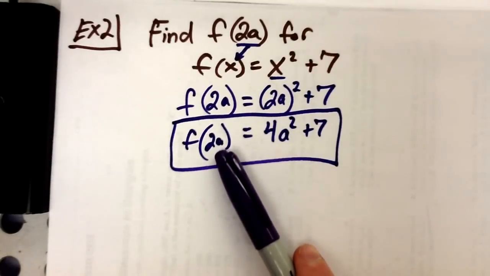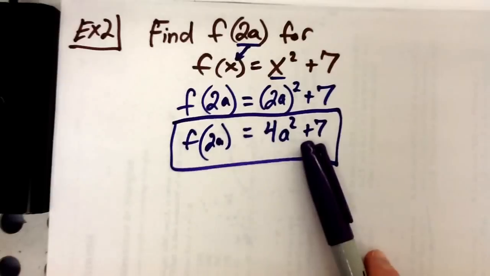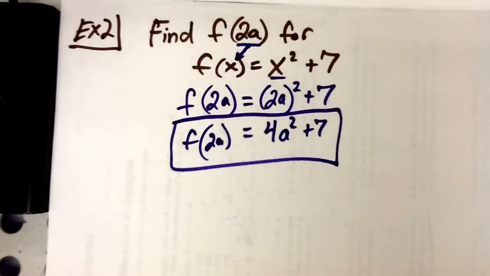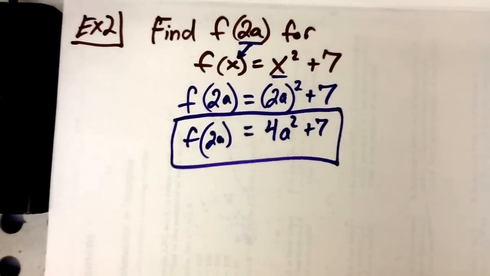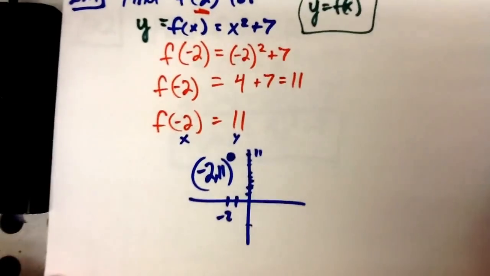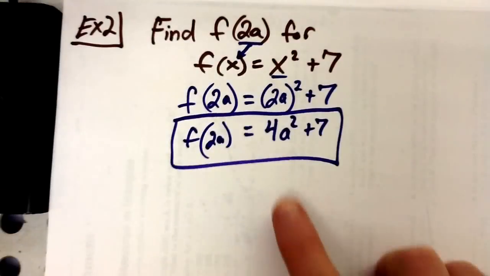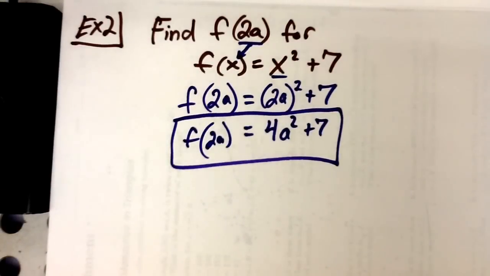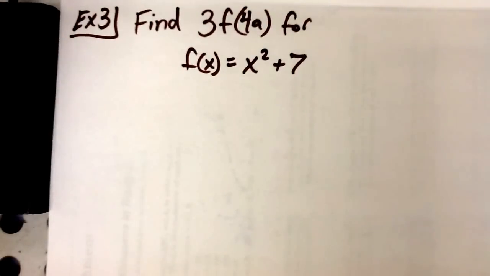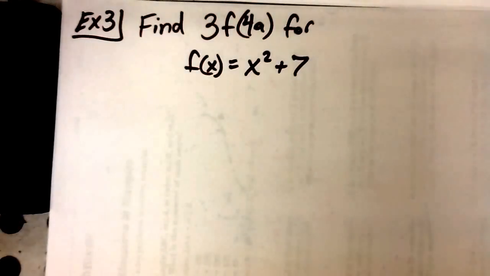Now, trying to picture 2a as an x value and 4a squared plus 7 as a y value, that's starting to be a little bit of a stretch. But if you understand the graph from example 1, and we'll throw it back up here real quick, that's the idea. Now we're getting more theoretical. So that's just where we're going. All right, one more example. Find 3f of 4a for f of x equals x squared plus 7.